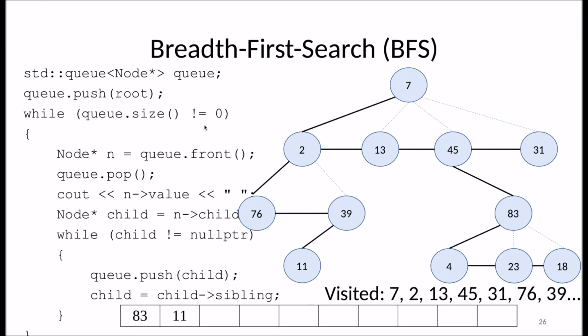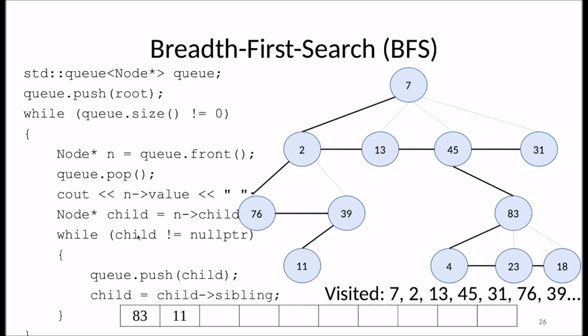Size is not 0. Takes the front of the queue, 39. Removes it from the queue, outputs 39. And then enqueues the child nodes, which is 11. And when it goes to the next sibling of 11, this is null, it would end the loop.